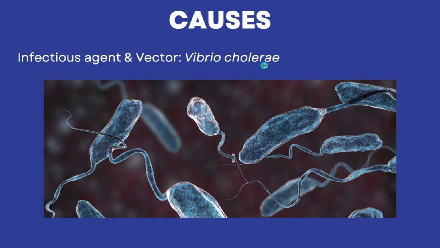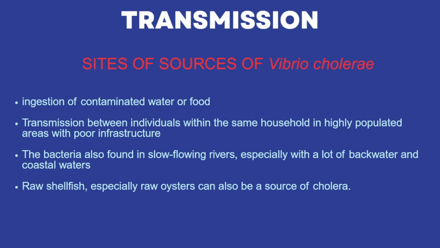Okay. So in this disease, there is no vector. The vector is also Vibrio cholerae, because the vector is contaminated water. It is transmitted through water only. This bacteria stays in the water and the food. So what are the sources of this bacteria? Normally, contaminated water and food.